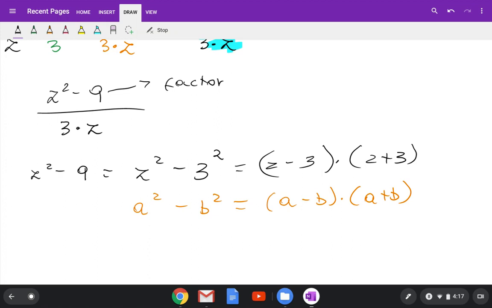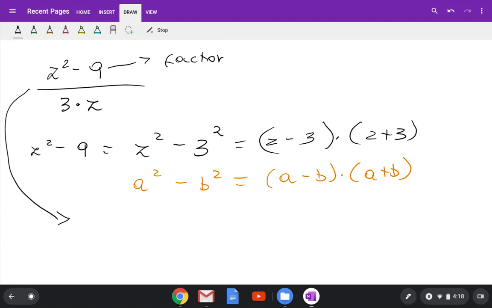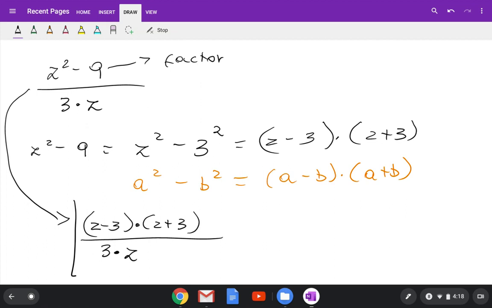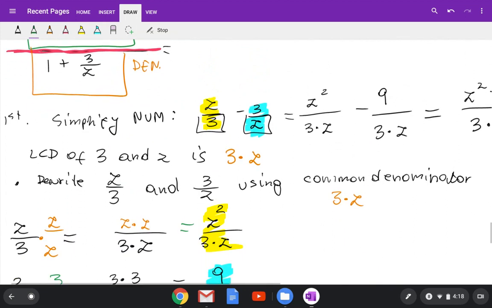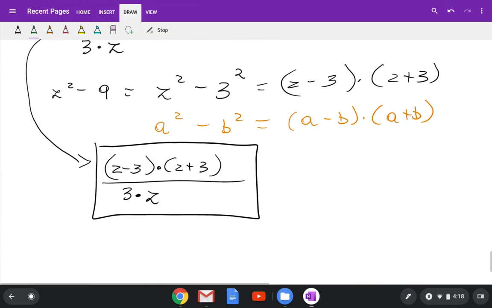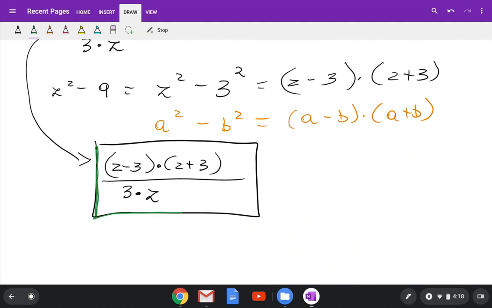Okay, so again, this is still our numerator. Let me rewrite the top part of the fraction, z squared minus 9, using factors. So this is the same as z minus 3 times z plus 3 over 3 times z. Okay, so this is the numerator. I simplified the numerator of the complex fraction. So this is the numerator, the green one, okay? Numerator of the complex fraction.